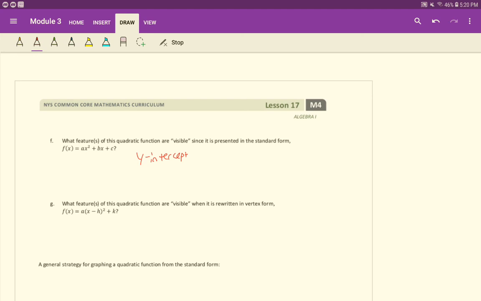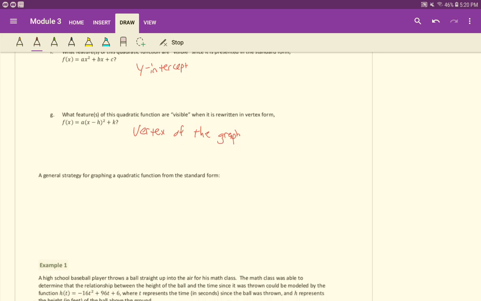What features of this quadratic function are visible when it's rewritten in vertex form? Well, obviously it's vertex form, right? So what's visible is the vertex of the graph. Okay, so this leads us to this point, which we will get to in the next video.